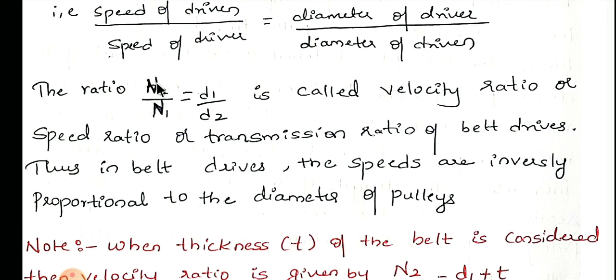If you see the velocity ratio equation, N2 by N1 is equal to D1 by D2. The speed of the driver pulley, driven pulley, or any pulley is inversely proportional to the diameter. For example, if we consider N2, as the speed N2 increases, the diameter of the pulley has to be small. If you want to increase the speed, then the diameter has to be small. If the diameter of the pulley is more, the speed will decrease because these are inversely proportional.